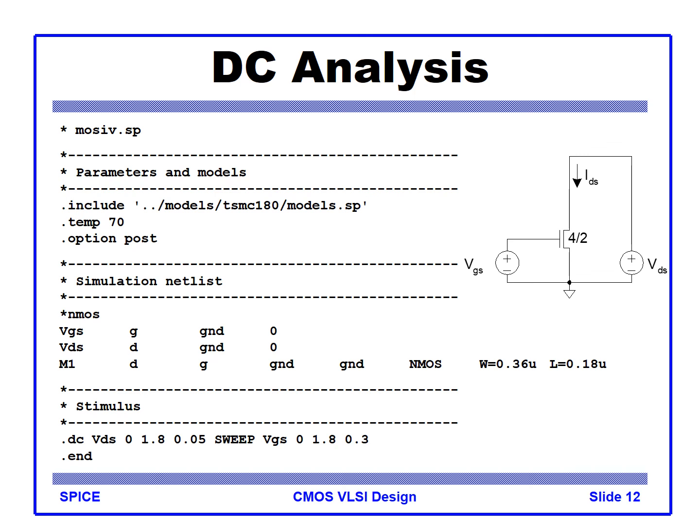Here it starts with an include statement that includes the model parameters. So we have the transistors here, right? So the transistor model is included. The temperature is 70 degrees C, and the option is post, which is used for SPICE. So that option, I'm not sure. So let's move on.